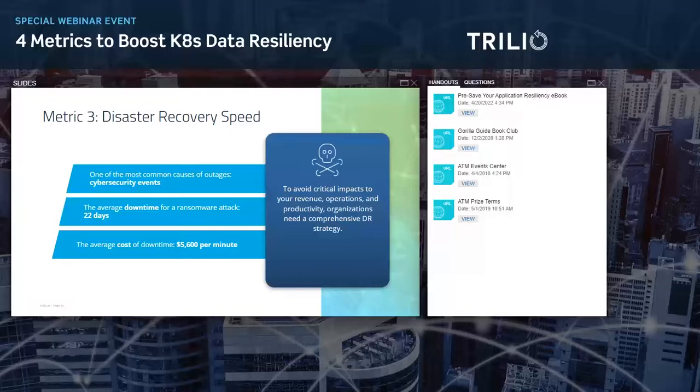Those disaster recovery plans we talked about before, you build them out ahead of time and then have a one-click restore to be able to restore as quickly as possible. The average downtime we found from some of our resources, such as IDC and Gartner, for a ransomware attack is 22 days. And the average cost of downtime for the average organization is $5,600 per minute. If you do the math on that, it's over $100 million in costs from having a downtime of 22 days.